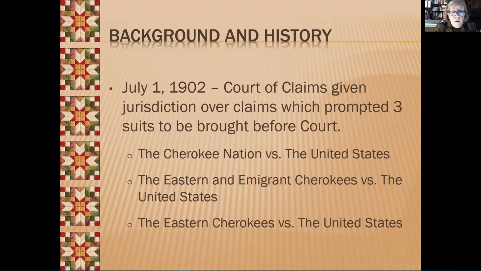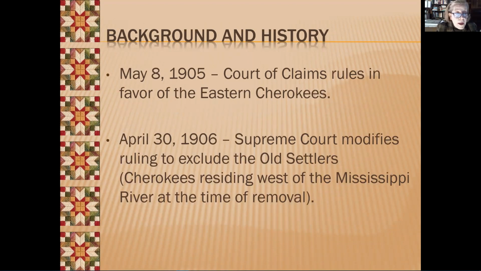So in 1905, they rule in favor of the Eastern Cherokees. Let me explain that. They're ruling in favor of the tribe by calling them the Eastern Cherokees, because that's where the claims are going to be covered. It's before removal that the claims are going to be, or that's where the money is going to cover, all the claims before removal.